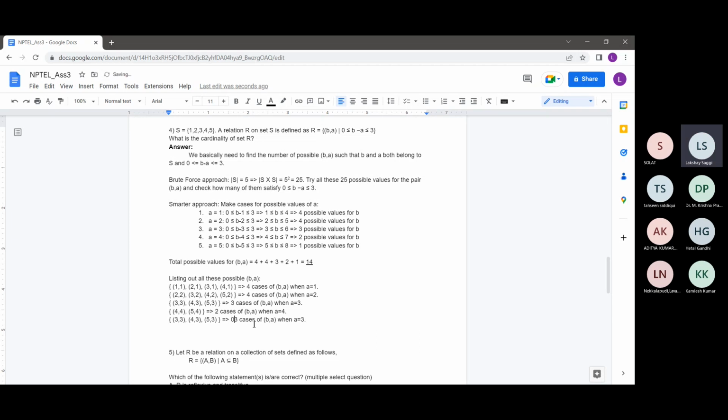Similarly, when A is 5, we'll arrive at only one case, as we have already mentioned. A would be 5 and B lies between 5 and 8. So only 5 belongs to set S, so it will take the value 5. So these are all the possible values which I have written down. Let me just underline them.